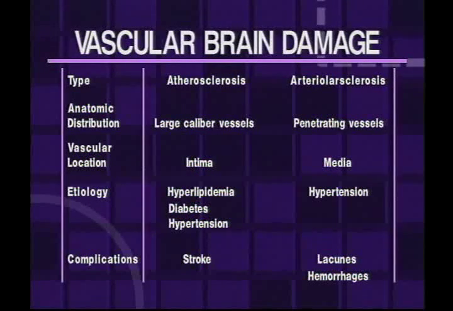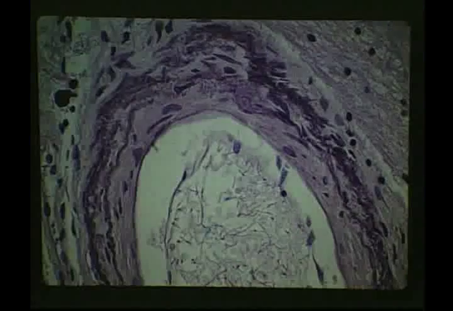This is due to hypertension, and it's seen in small penetrating vessels. And it's not located in the inner layer, but rather in the middle layer, the muscular layer that controls blood pressure. It results from hypertensive injury, and it produces lacunes and hemorrhages.